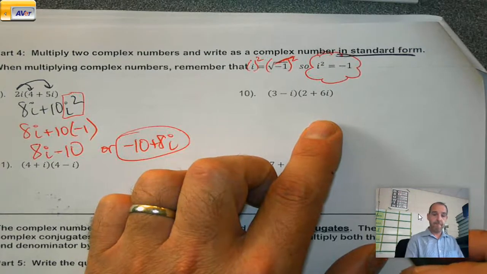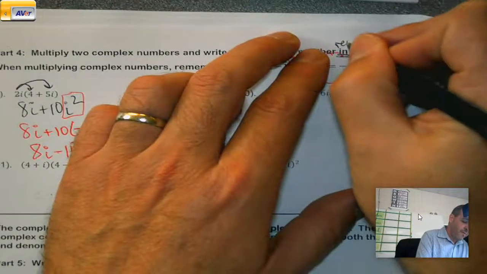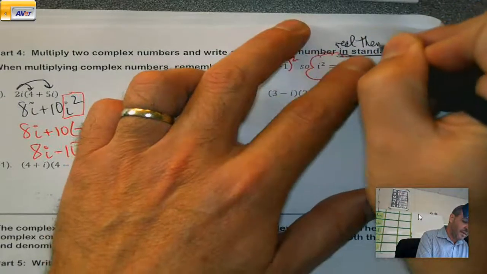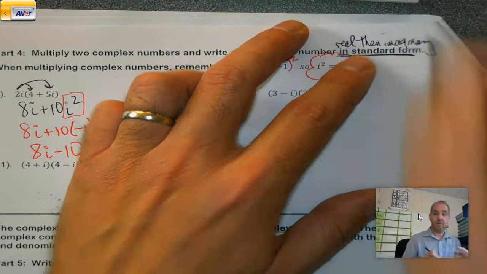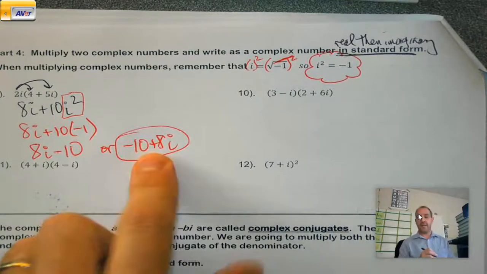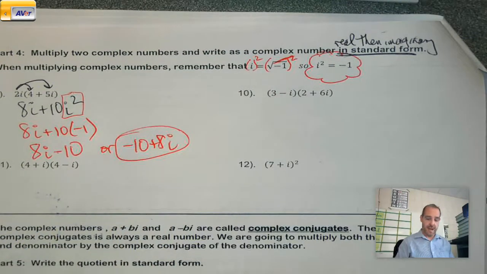okay, it means real first, then imaginary. So we really want to do it like this, where the i part is last. Just something to consider. Okay, number 10.